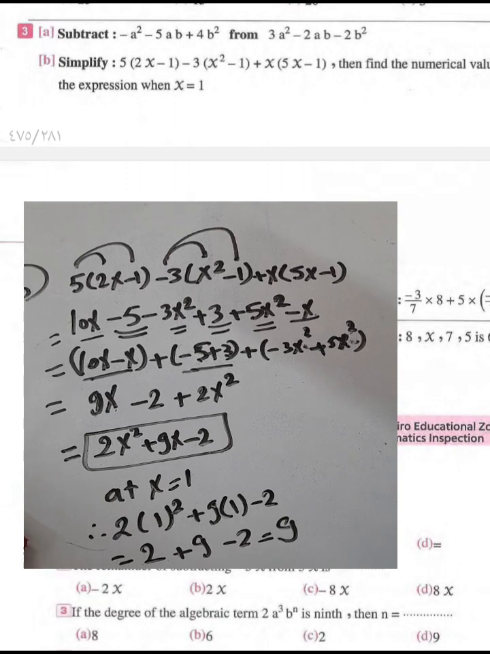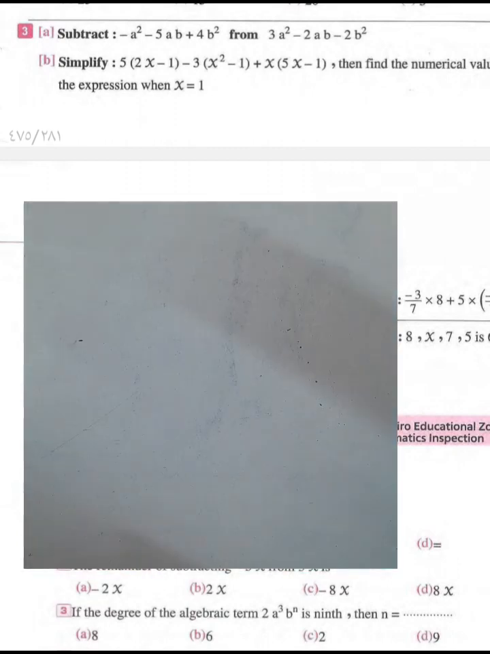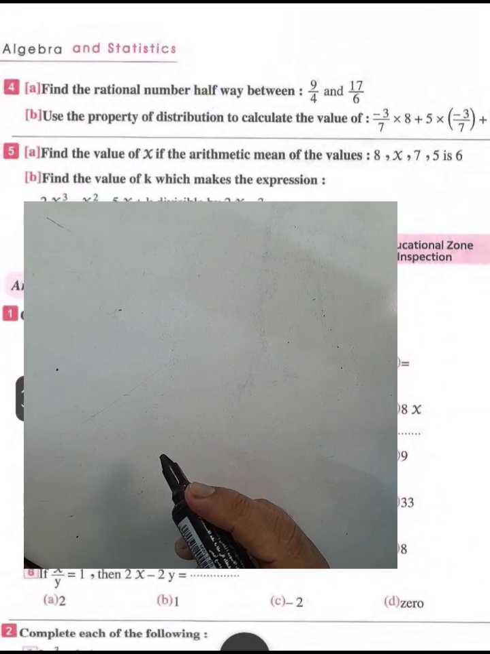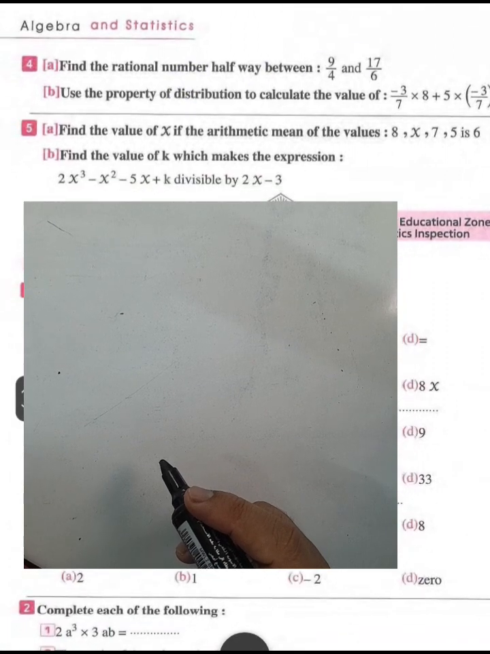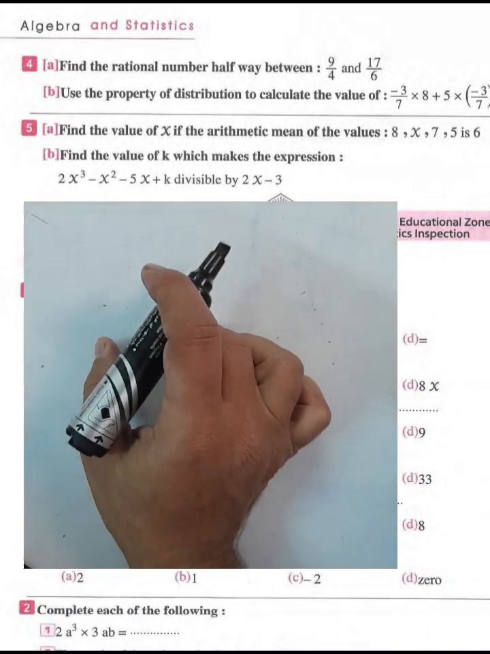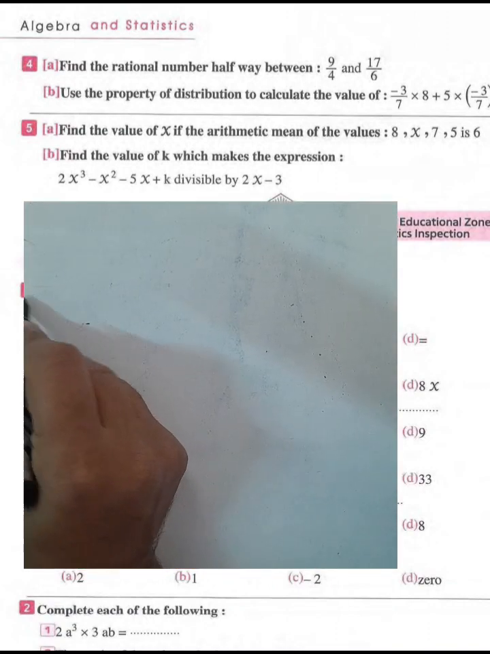Okay, next question. Find the rational number halfway between 9 over 4 and 17 over 6. We can find the number by adding the two numbers and dividing the result by 2. Question number 4, letter E.